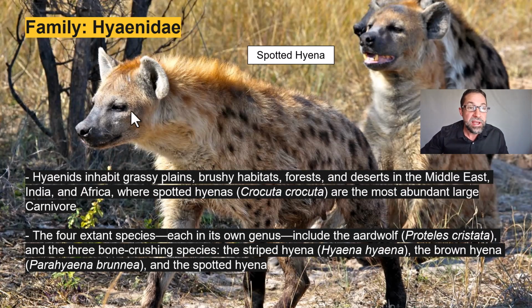The Hyenidae inhabit grassy plains, brushy habitats, forests, and deserts in the Middle East, India, and Africa. In Africa, the spotted hyenas are the most abundant large carnivore. The 4 extant species, each in its own genus, include the aardwolf, and then the 3 bone-crushing species that you're probably more familiar with: the striped hyena, the brown hyena, and the spotted hyena.